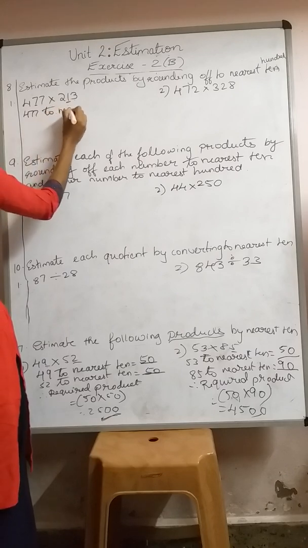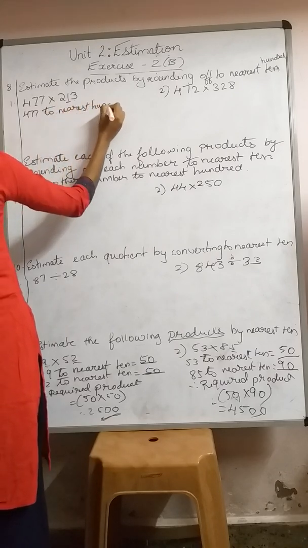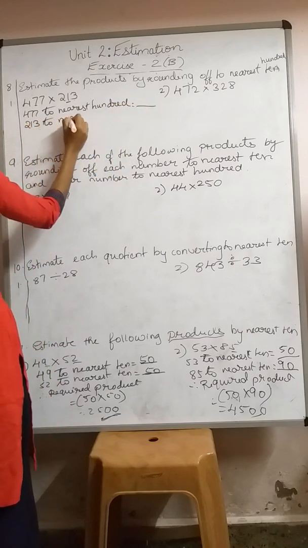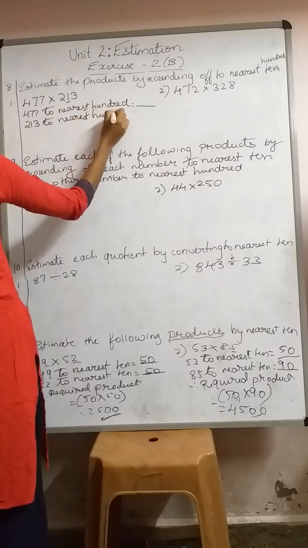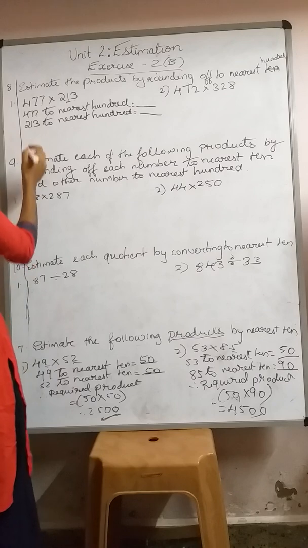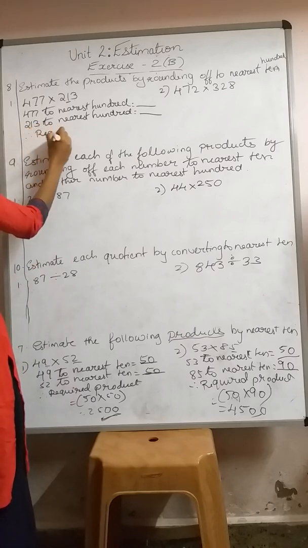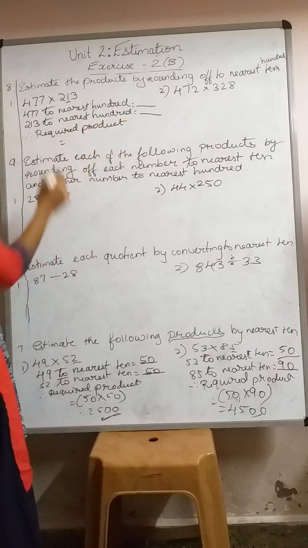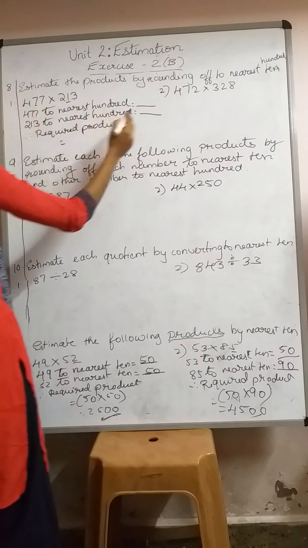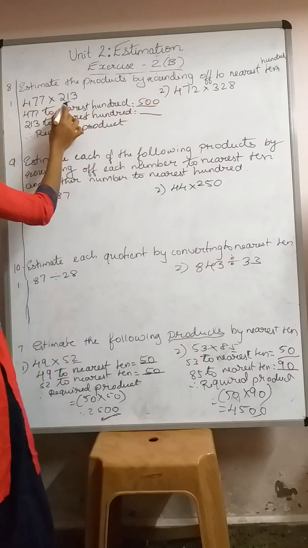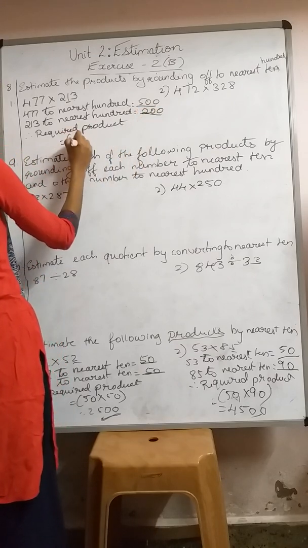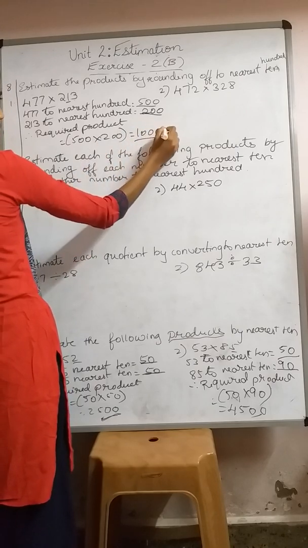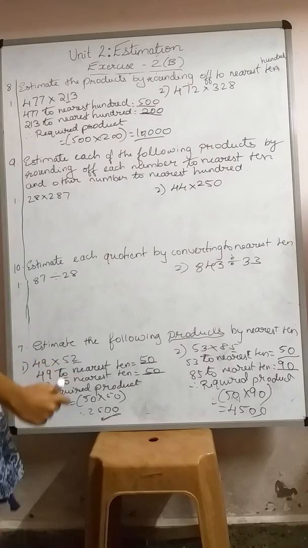477 to the nearest 100 equals how much? Fine. Next, 213 to the nearest 100 equals how much? Therefore, we should find the required product. Let us see the required product. Now here, what do we need to do? If it is more than 5, add 1, you get 500 in the 100's place. If it is less, what should you do? Like 200. So 500 multiplied by 200. So we have 100,000 as our answer.